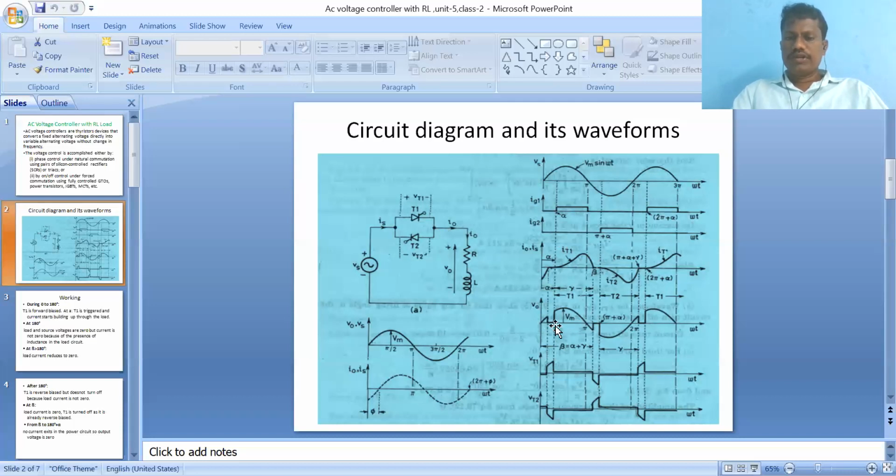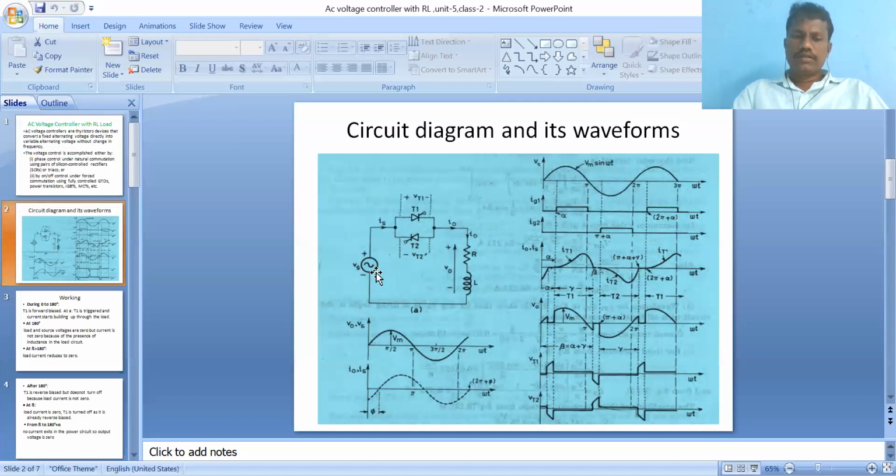What is that conduction period? Alpha to pi plus alpha. T1 is in the on state. At pi plus alpha it is the negative half cycle, which means the negative terminal is connected to the cathode of T2. T2 goes into conduction once the firing pulse is given to the second thyristor, that is, at omega t equal to pi plus alpha. At that time only, the second thyristor comes into conduction mode.